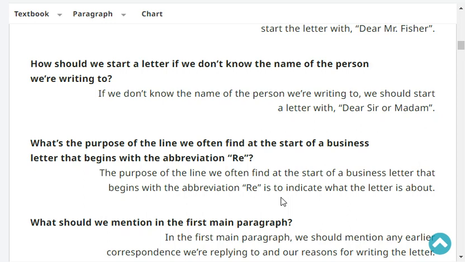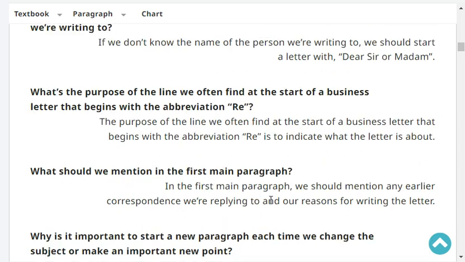What's the purpose of the line we often find at the start of a business letter that begins with the abbreviation RE? The line we often find at the start of a business letter that begins with the abbreviation RE is to indicate what the letter is about.